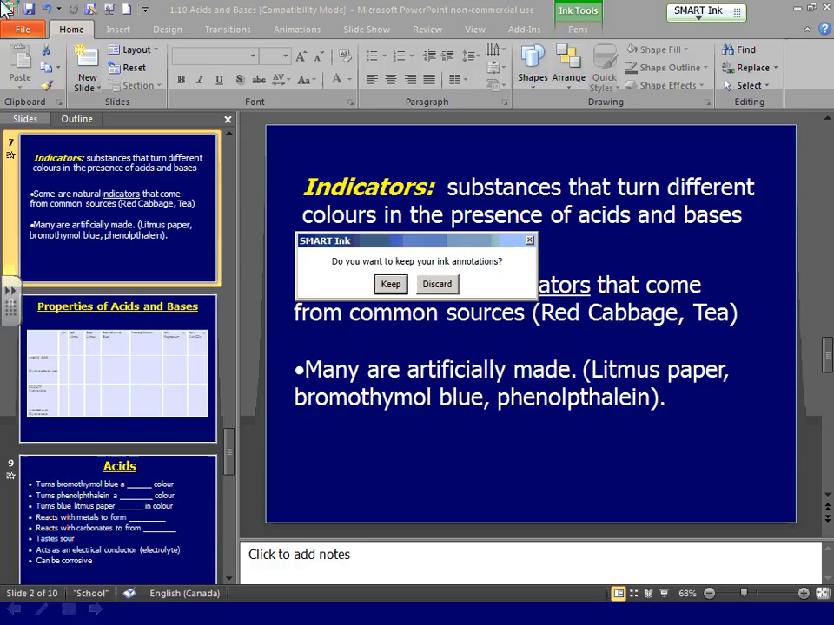There are 2 questions to be answered at the bottom of that document. It's simply you stating what those properties were. The other document is just a practice sheet on names and formulas of acids. You don't have to hand that in. That's just for practice.